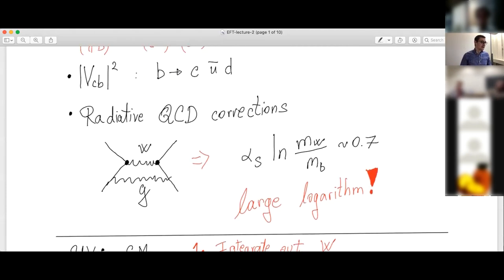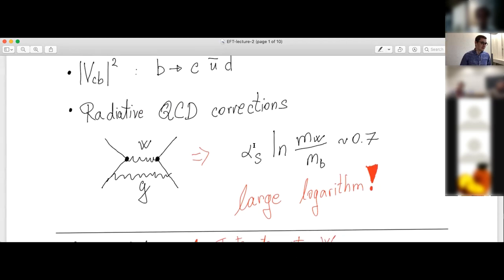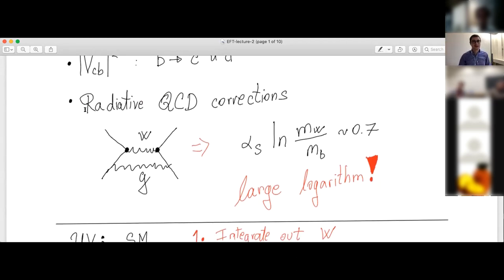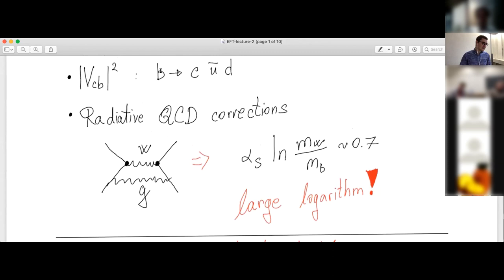Okay, so let me recap one of the points that I tried to make in the previous hour. For the QCD correction, this is the diagram with the exchange of the W. So this transition, bottom to charm up down, goes through the exchange of a weak boson W. Now, exchanging a gluon will give you this kind of diagram. This is a one loop box diagram.